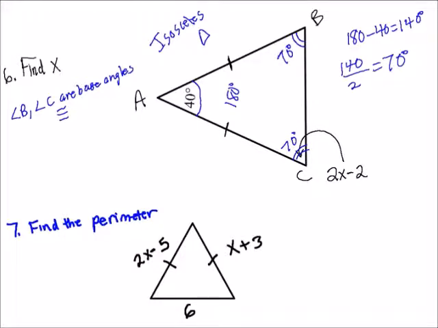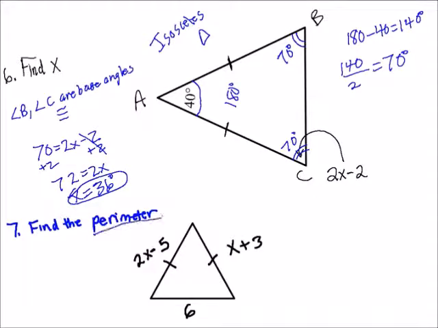Oh, what do you know? I see here that 70 degrees is equal to 2x minus 2. So 70 equals 2x minus 2. Add 2 to both sides. 72 equals 2x. I always want my x on the left, so x is equal to 36 degrees. And then find the perimeter.